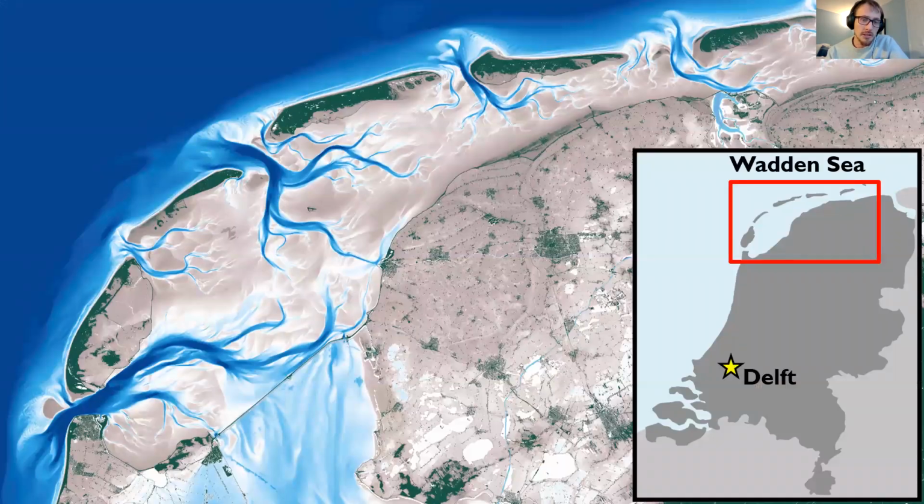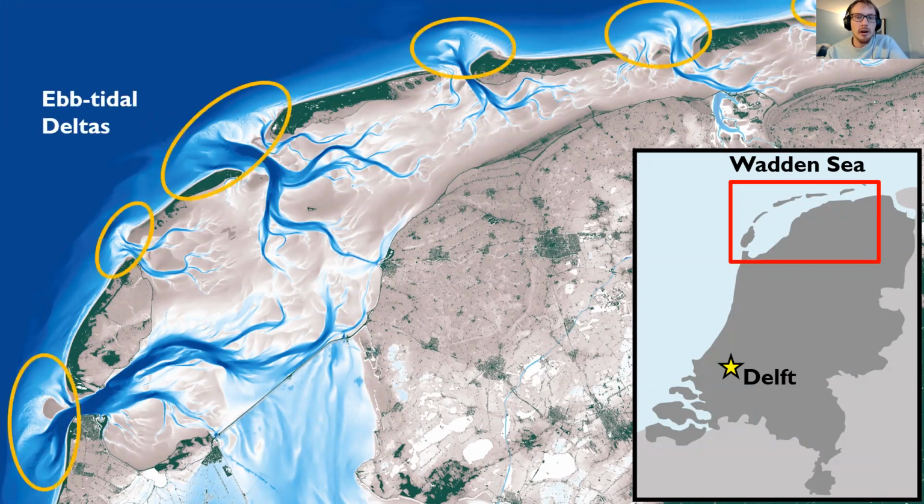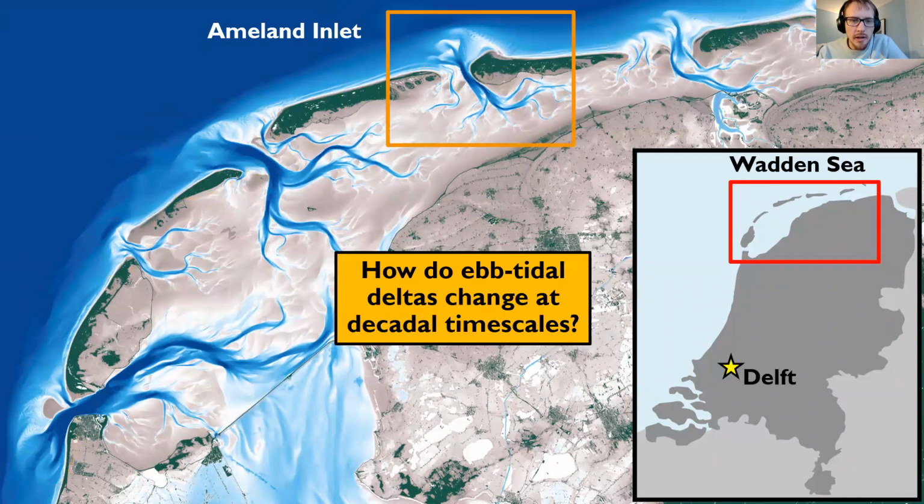So this is the Dutch Waddenzee, which is located in the northern part of the Netherlands. And what I'd really like to point out here are these ebb-tidal deltas, which are essentially just large piles of sand located at the mouth of each tidal inlet. They form a really important part of the local sediment budget, and it's been recognized in the Netherlands that preserving these ebb-tidal deltas, partly by sand nourishments, might be a good strategy for mitigating sea level rise and coastal erosion. However, if we're going to do that, we need to understand how these ebb-tidal deltas will change at decadal time scales, and to do so, we're going to focus on Ameland Inlet up here.